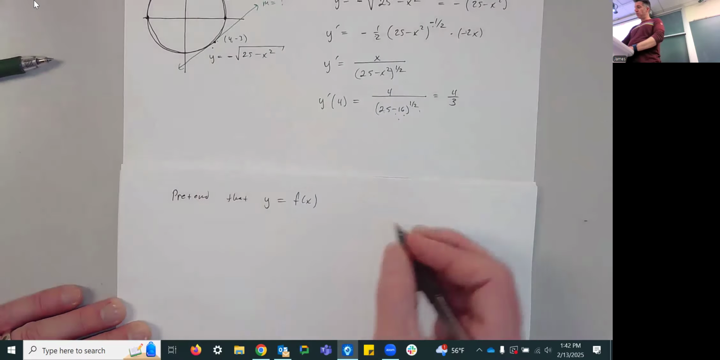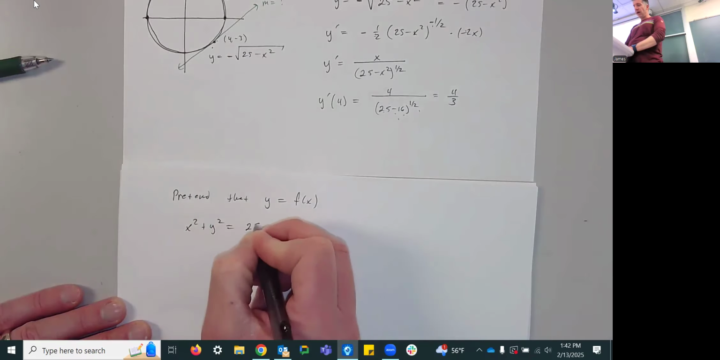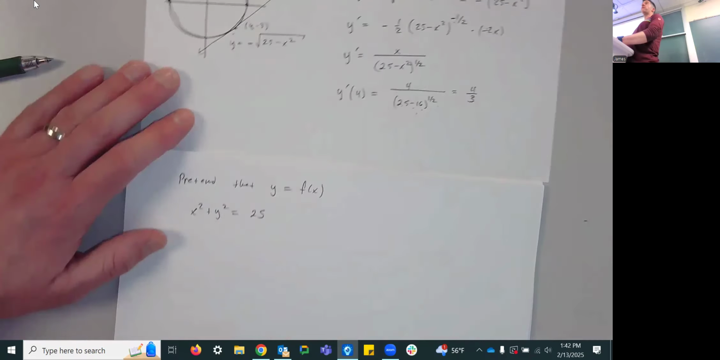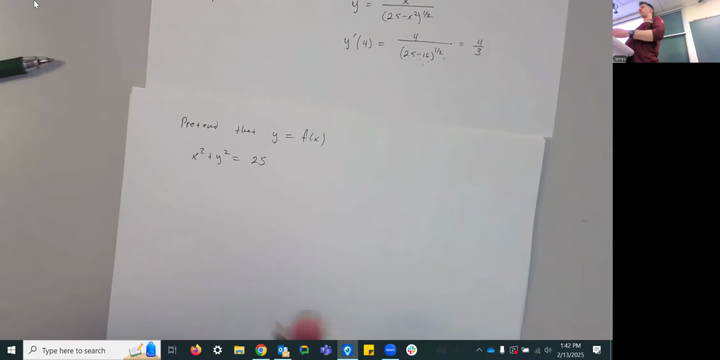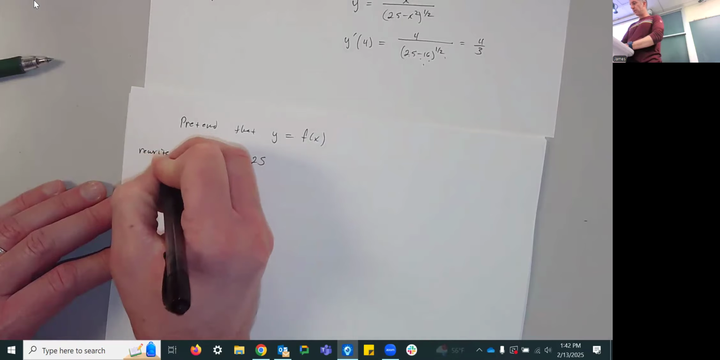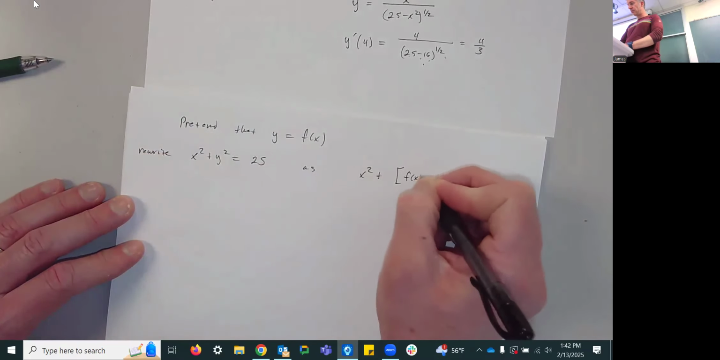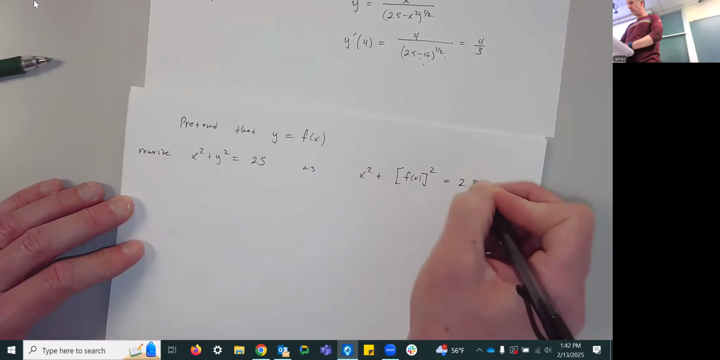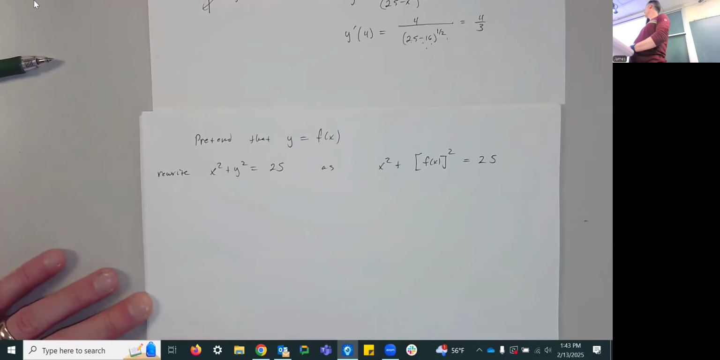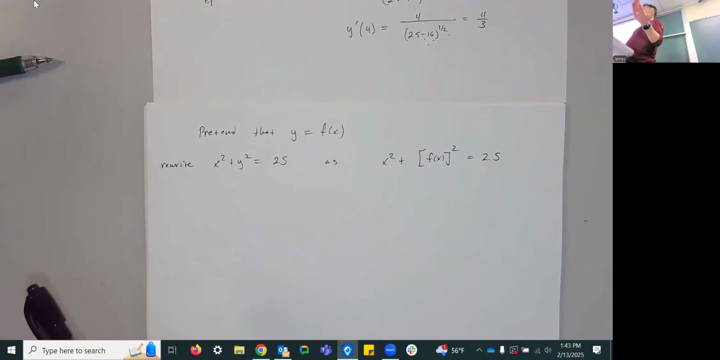So I'm going to take my equation. We had x squared plus y squared equal to 25. Even though you don't really need to do this for implicit differentiation, I do think it helps you see it the first time. So we're going to rewrite this as x squared plus f of x squared equal to 25. Whenever you're using implicit differentiation, the first step is typically just to take the derivative of both sides of your equation. Don't try and solve for y, it's usually impossible.